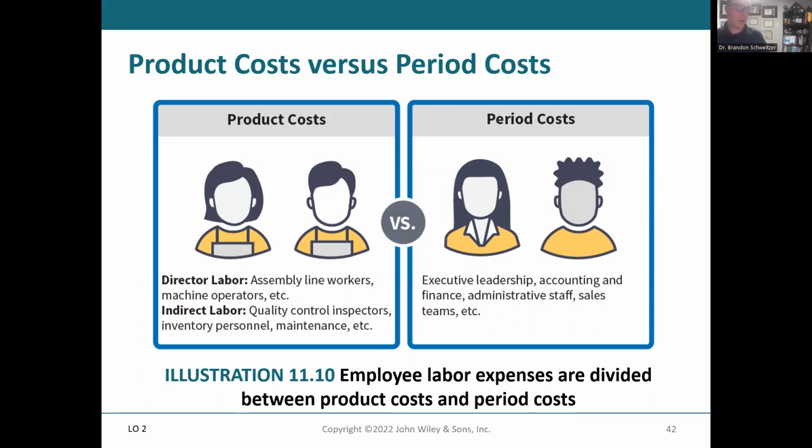Period costs are costs related to the product, but indirectly. For example, selling and administrative expenses. Those are period costs. We record those during the period in which the product was sold.